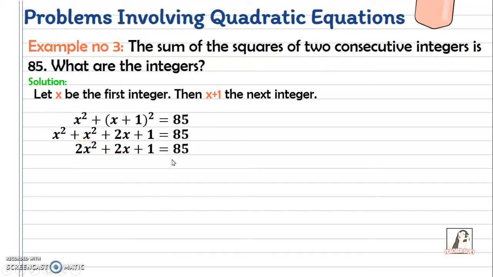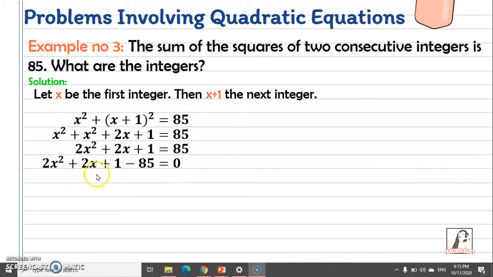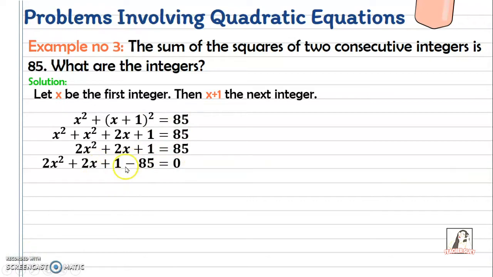So, ang kailangan natin gawin is to transform this equation to its standard form. Para matransform ito, kailangan natin i-transpose si 85 dito sa kabilang side. So, we have 2x squared plus 2x plus 1 minus 85 equals 0. 1 minus 85 equals negative 84. So, we have 2x squared plus 2x minus 84 equals 0.